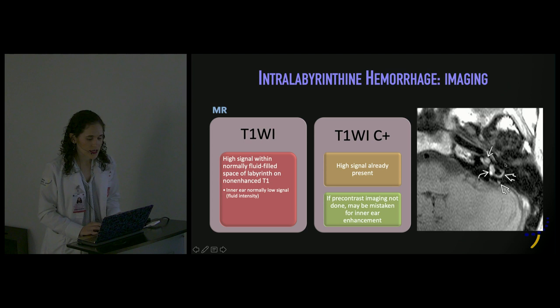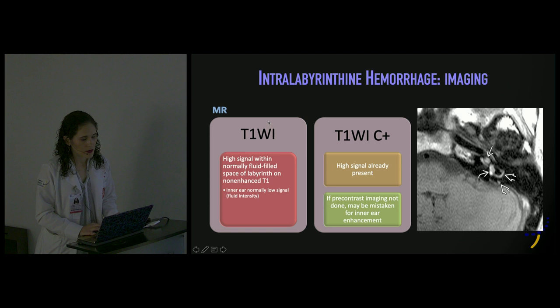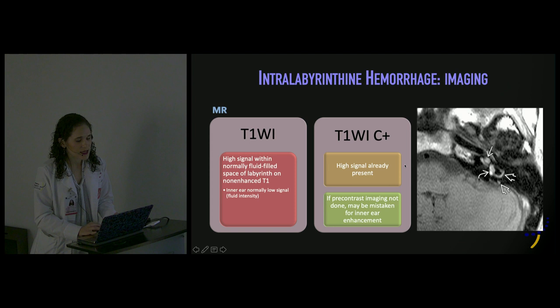What are the imaging findings? In MR, in the T1 non-contrast sequence, we have a hyperintense signal of the vestibule or the cochlea or the semicircular canals. Okay, so there is blood in there. In the T1 post-contrast, we can see a high signal present, but we need to remember that if the high signal is in the pre-contrast image, then there is no real enhancement.